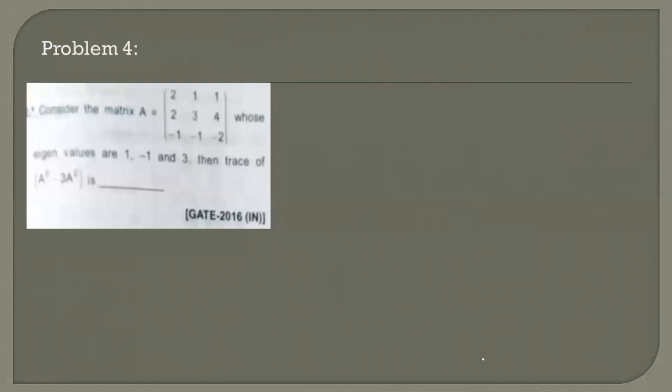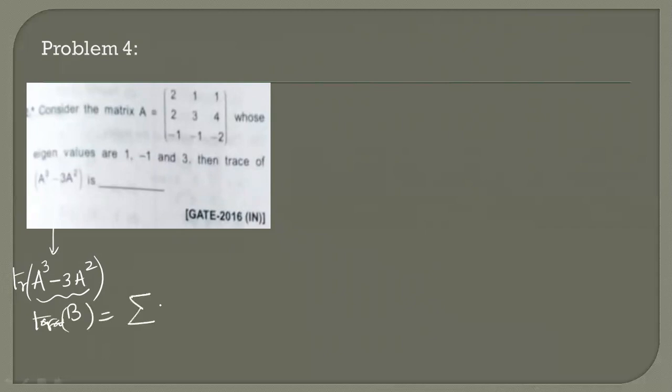Fourth question is, consider the matrix A with rows 2 1 1, 2 3 4, and minus 1 minus 1 minus 2, whose eigenvalues are 1, minus 1 and 3. Then find the trace of A cube minus 3A square. If the question is not clear, I am letting you know it's A cube minus 3A square. The trace of this is required. Call it matrix B. It means we are interested in the trace of matrix B. What is the trace of matrix B?